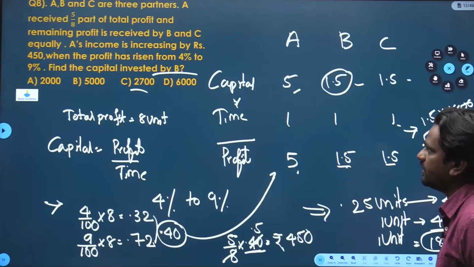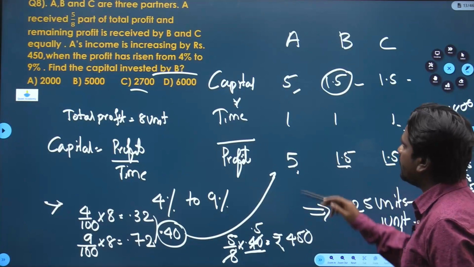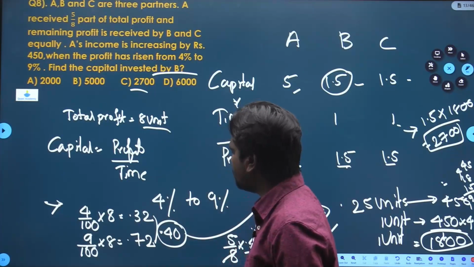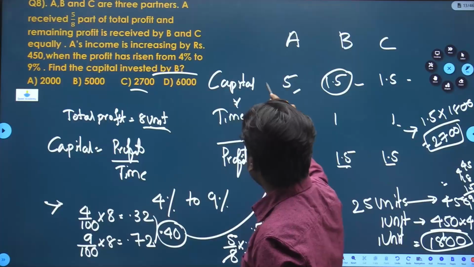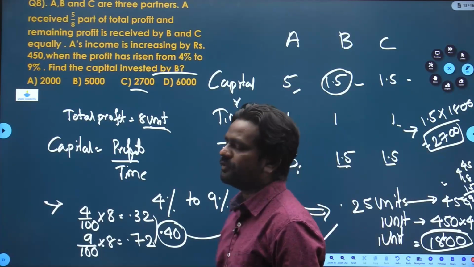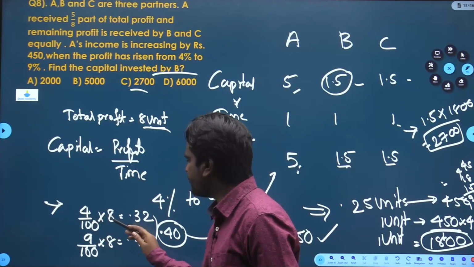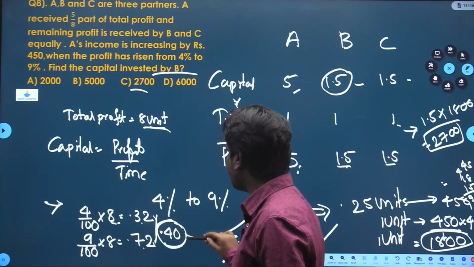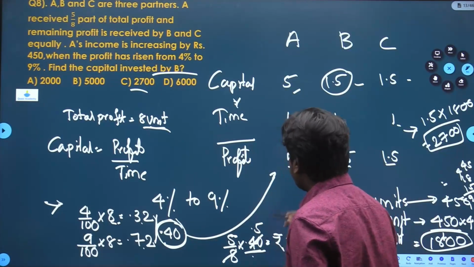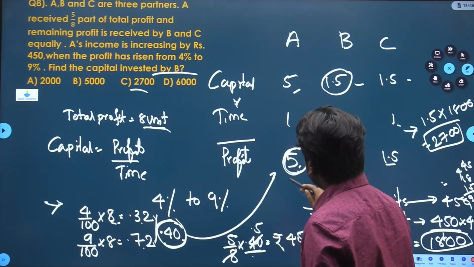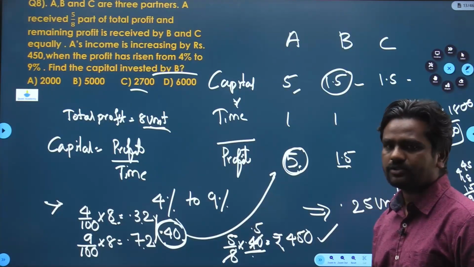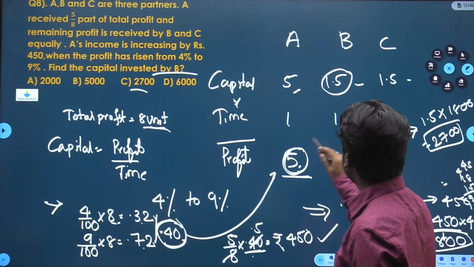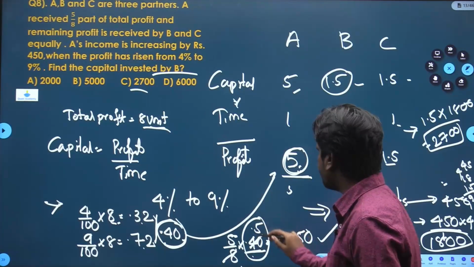Now he has said that when the profit has risen from 4% to 9%, A's profit has increased by 450 rupees. Assume total capital is 8 units; the profit is calculated on capital. So 4/100 into 8 is 0.32, and 9/100 into 8 is 0.72. The difference of profit is 0.40. A's profit is 5 units in this total ratio, so 5/8 into the difference of total profit is nothing but 450 rupees.